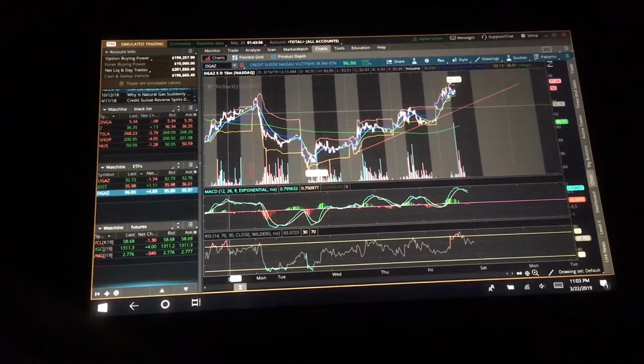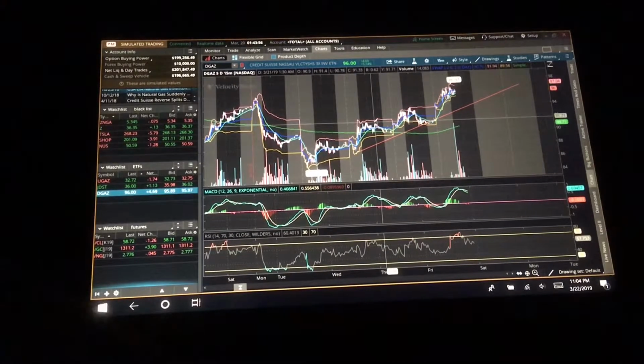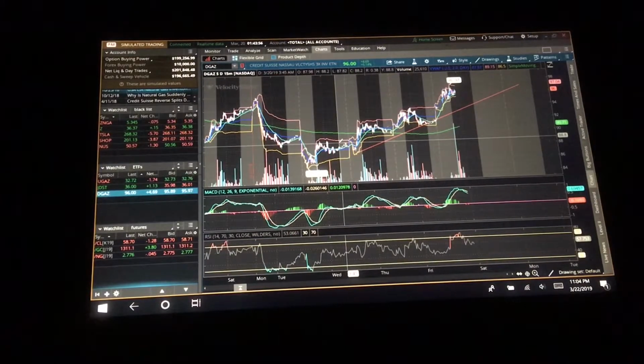Look at this beautiful pattern. It keeps hitting this high area right here and then going back down to the mid 80s and then coming right back up in just 4 days. So it's super easy to make money on these ETFs. So that's what I do.